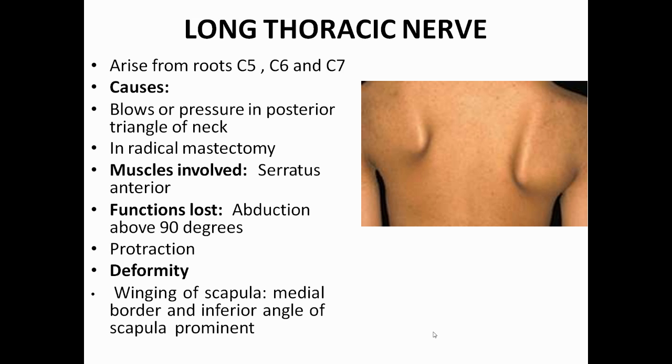The long thoracic nerve arises from the roots C5, C6, C7, and the causes are blows or pressure in the posterior triangle of the neck, especially in radical mastectomy. The serratus anterior muscle is especially involved here, and the functional loss is abduction above 90 degrees and protraction. Deformity: winging of the scapula, with the medial border and inferior angle of the scapula prominent.